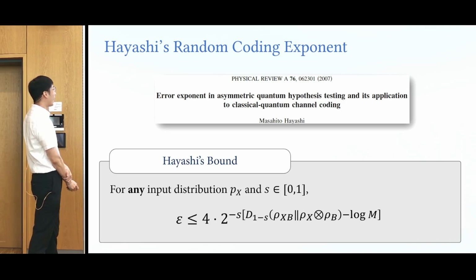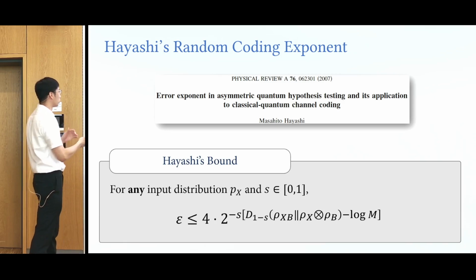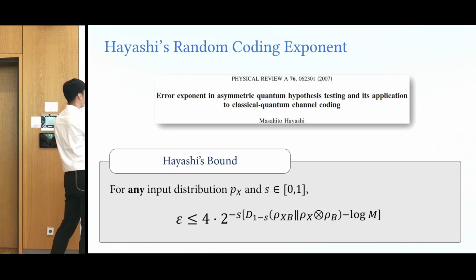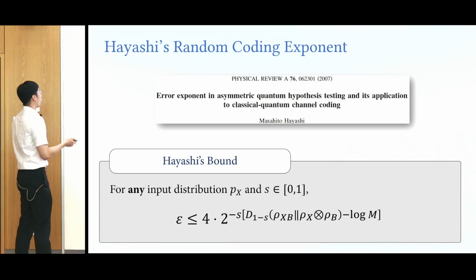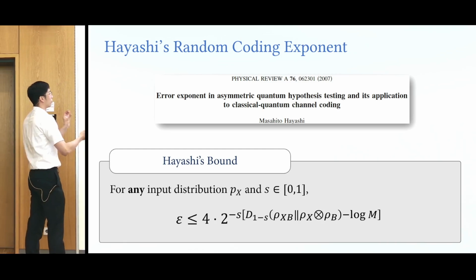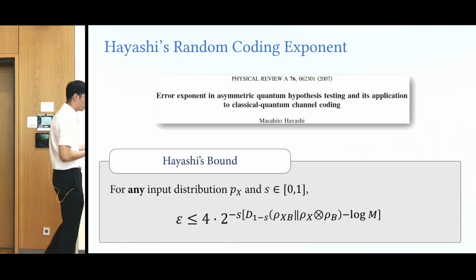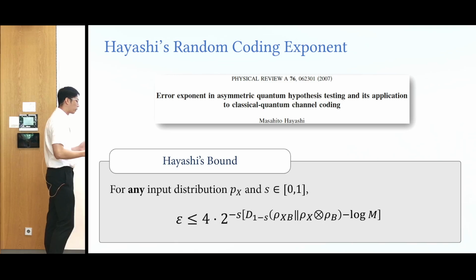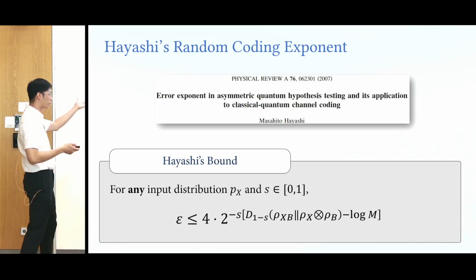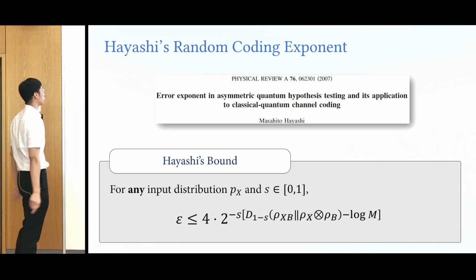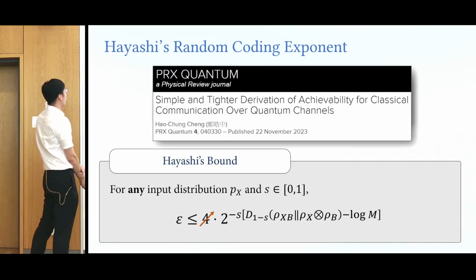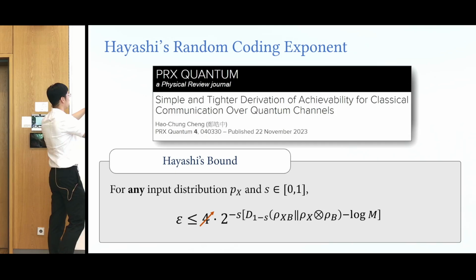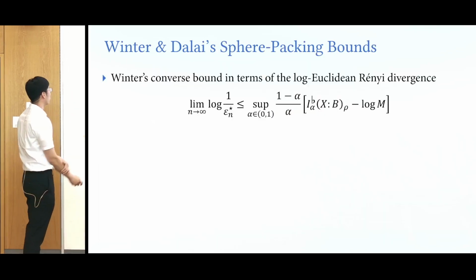Later in 2007, Hayashi has an error bound, and it's also a multiplicative bound. It's additive here. It holds for any distribution, but the form is different from Gallager and Burnashev and Holevo. So even in the classical case, it's not tight, but it's the first exponentially decaying bound for classical-quantum channels in 2007. Later in my paper, I can slightly improve this constant 4 to be 1.